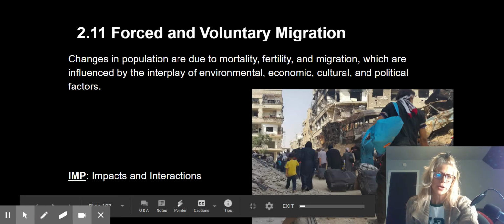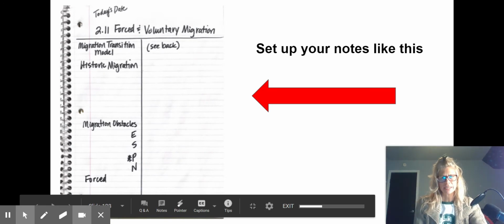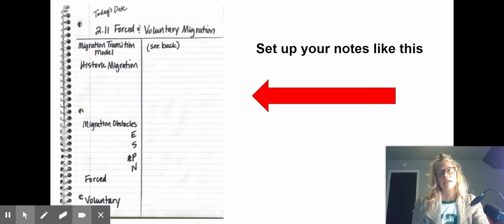All right, here we go. Get ready to set up your notes. And if you need to pause the video, go ahead and do that. But it is standard 2.11, which is forced and voluntary migration. Over to the side, you're going to have a handout today that is going to be the migration transition model. So make sure you put that on the back of the notes that you take today. Historic migration, migration obstacles as they apply to ESPN, forced, and then voluntary.